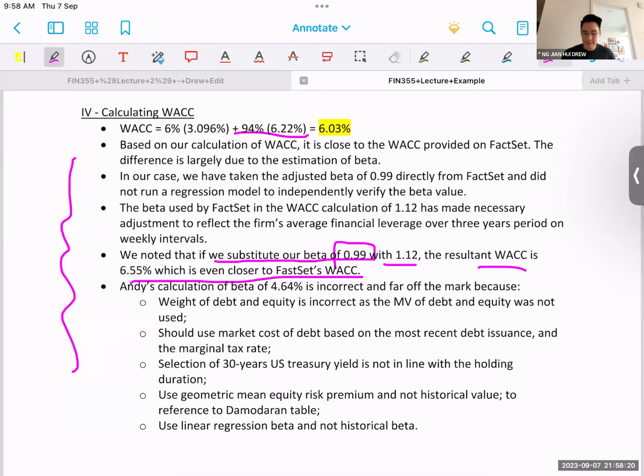Any questions regarding this example? I surely encourage you to review this example again in detail, as well as the answers. Okay, I'll pause the recording.